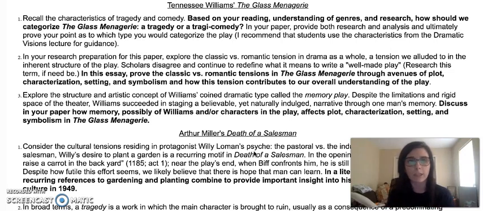It reads as such: recall the characteristics of tragedy and comedy. Based on your reading, understanding of genres, and research, how should we categorize The Glass Menagerie? Is it a pure tragedy or is it a tragicomedy? And the argumentative hinge for your thesis statement will be exactly that. The Glass Menagerie is a tragedy because.